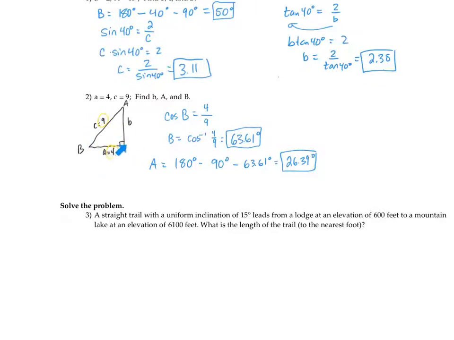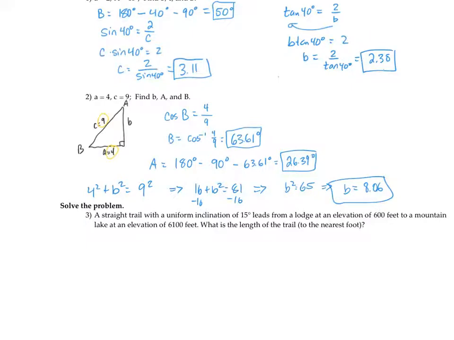So the best possible way to do this would be to use the Pythagorean theorem, which is that 4 squared plus b squared is equal to 9 squared, or 16 plus b squared equals 81. So subtract 16 from both sides. 81 minus 16 gives me 65, so b squared equals 65, or b is the square root of 65, which is 8.06.